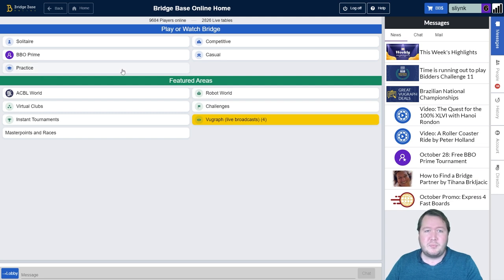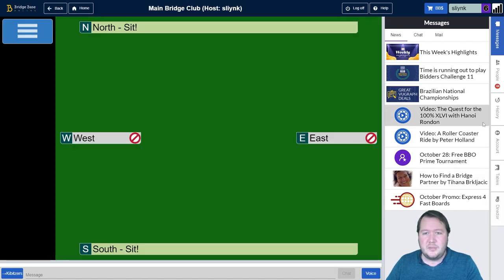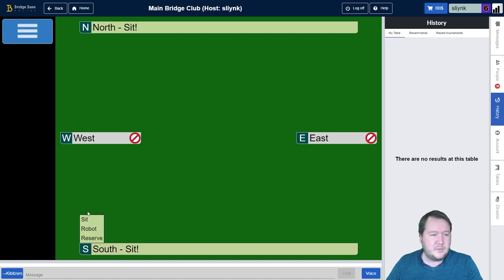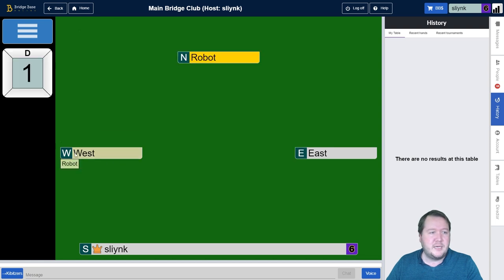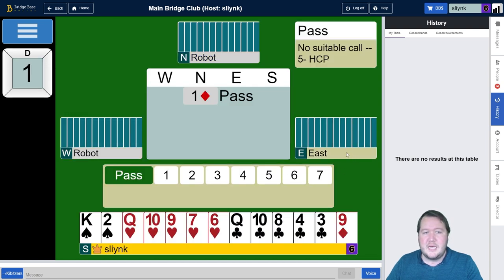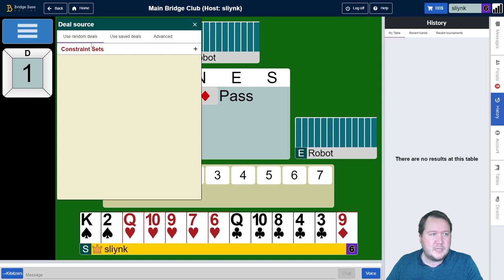You can go up to practice and then start a bidding table, and then you can sit down or start a table. And what you can do is you click history and then you sit. You can reserve it for your partner. I'll just chuck a robot in, and you can put some robots in, and then you can go ahead and actually bid these hands. You can also go to deal source and set some constraints, or you can have saved deals. Both of these are a bit difficult.